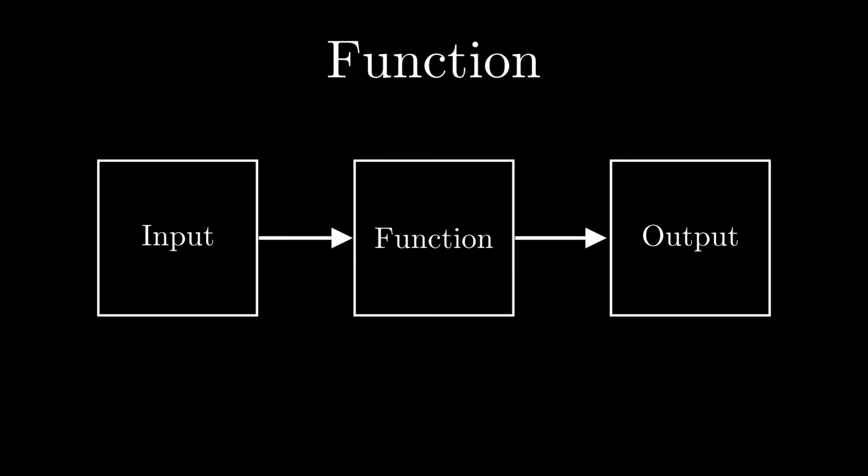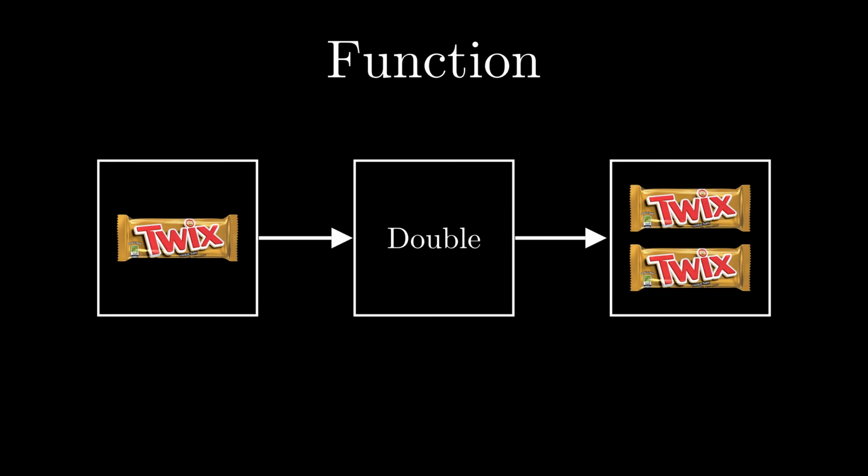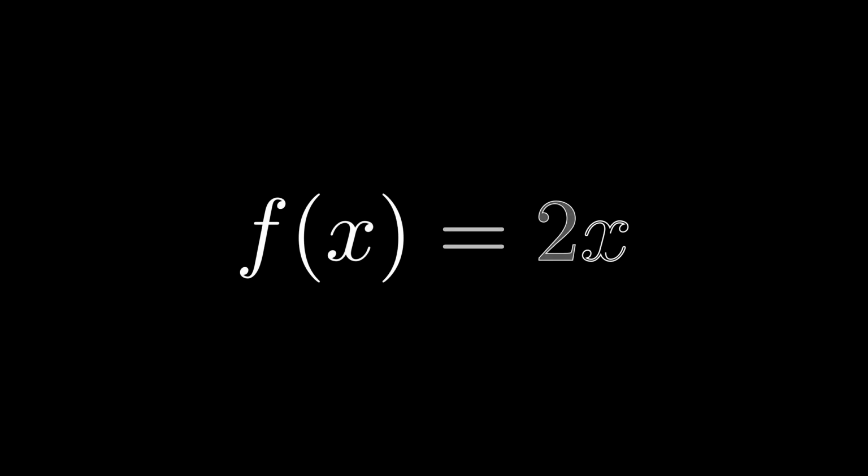You can think of a function as a machine. For example, one machine may double the quantity of an item that's being inputted into the machine. If I feed one chocolate bar into the machine, it'll give out two chocolate bars. A mathematical representation of this would be f(x) = 2x.